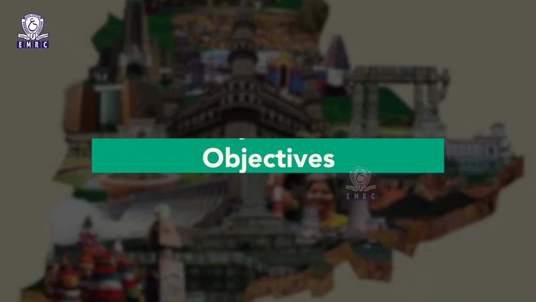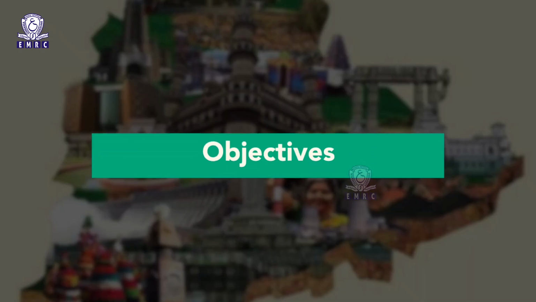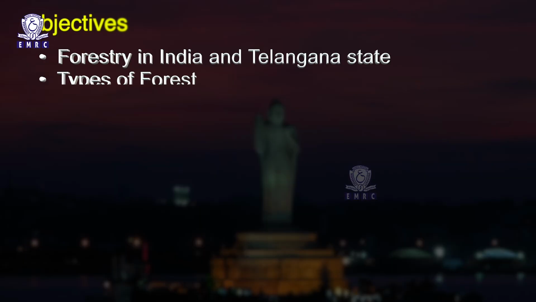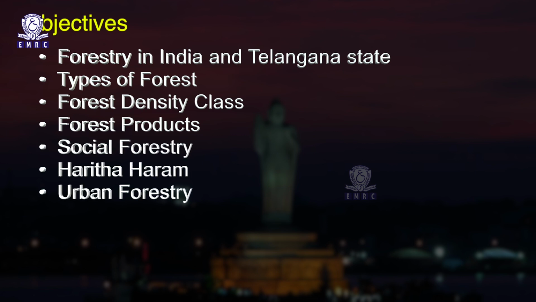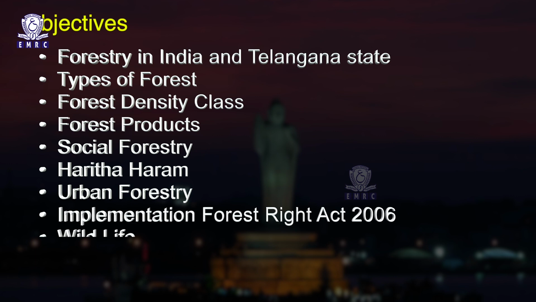Natural vegetation of Telangana state. Objectives. In this chapter, we will be discussing forestry in India and Telangana state, types of forest, forest density class, forest products, social forestry, Haritha Haram, urban forestry, implementation of Forest Rights Act 2006, and wildlife.